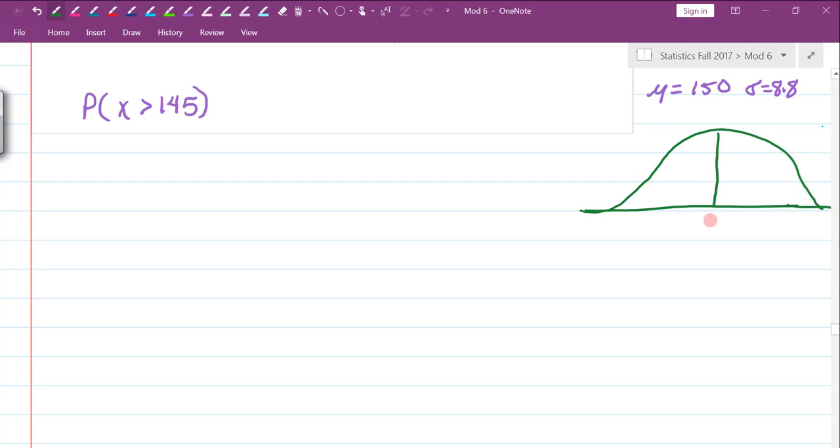Okay, so we're going to put 150. Now we're going to put 145. 145 is below 150. You always put your numbers down here that represent X in the right numerical order. So negative infinity is over here and positive infinity is to the right. So make sure everything is in proper order. So we have 150. 145 is less than 150. So we're going to put 145 right here. And the question is what's the probability that X will be greater than 145?